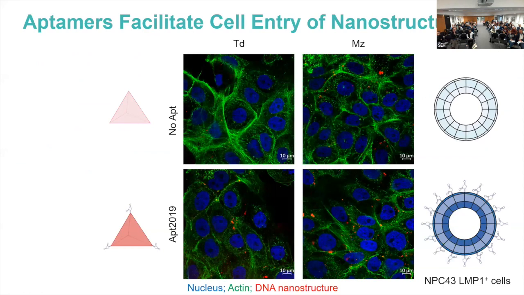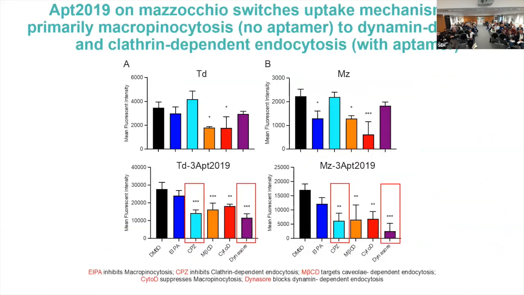So we had looked at delivery here, just using a fluorescent label of the nanostructure. You see the comparison of the tetrahedron on the left with the maxillary on the right. At the top, without the aptamer. At the bottom, with the aptamer, you see that the aptamer does help the delivery of the DNA structure. And the maxillary seems to be a little bit better than the tetrahedron in terms of delivery of that nanostructure.